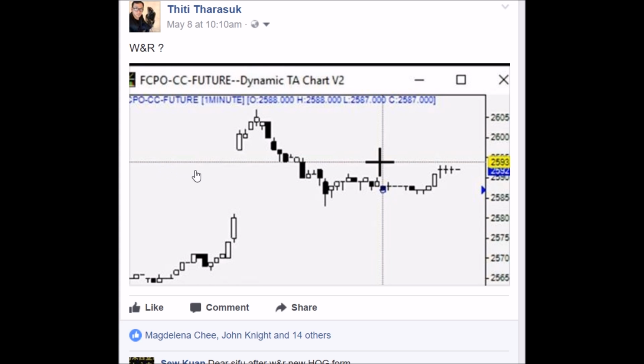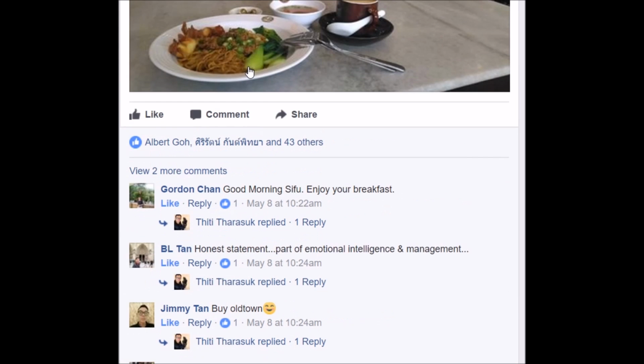In this picture, I apply wash and rinse. That's why I draw horizontal line. If I draw horizontal line here, that means if price break above this horizontal line at 2593, they will move up. I put this at 10 of 8 May.